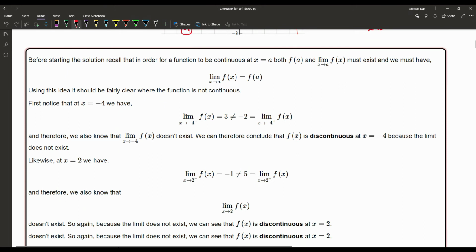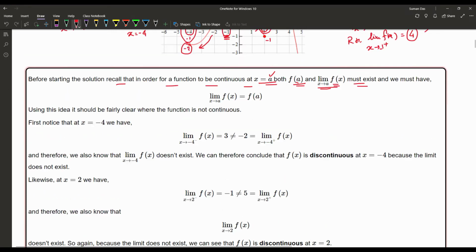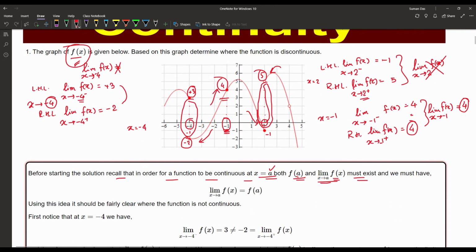Before starting the solution, recall that for a function to be continuous at x equal to a, a must be a real number. Both f(a) and the limit as x approaches a of f(x) must exist, and the limit exists when the left hand limit and right hand limit have the same value. So we may say the limit as x approaches a of f(x) is equal to f(a).